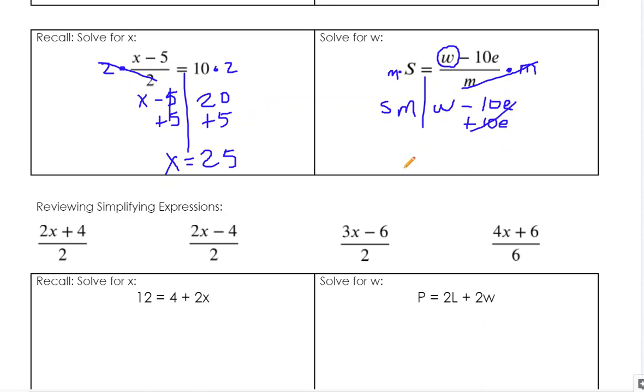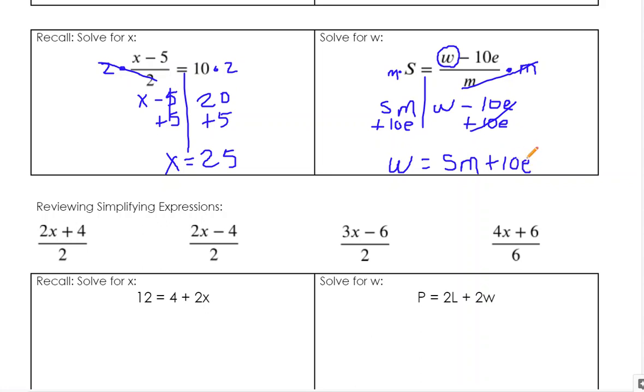And that's going to leave me with w on this side. I'm going to write it over here. It might be a little confusing. But then I'm going to write plus 10e on this side. So can I do sm plus 10e? No, I cannot. Those are not like terms. So my answer is just sm plus 10e.